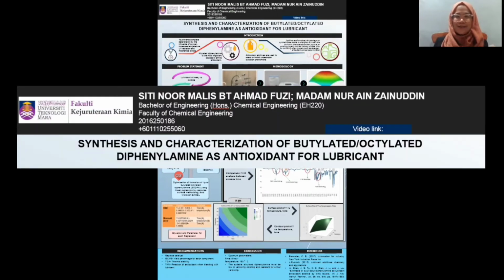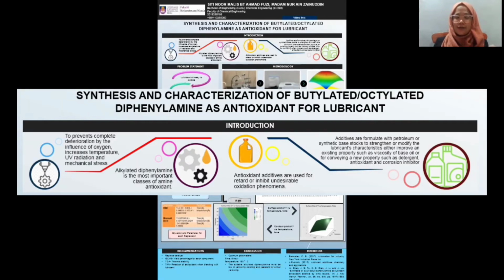I will present my research project, which is synthesis and characterization of butylated octylated diphenylamine as antioxidant for lubricant. First of all, the additives are formulated with petroleum or synthetic base stock to strengthen or modify properties of lubricant. Antioxidant is used to inhibit undesirable oxidation phenomena. The usage of antioxidant can prolong the lifespan of lubricant and reduce damage to machinery and act as radical inhibitor. The alkylated diphenylamine is the most important class of amine antioxidant.